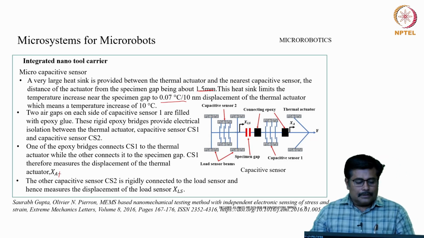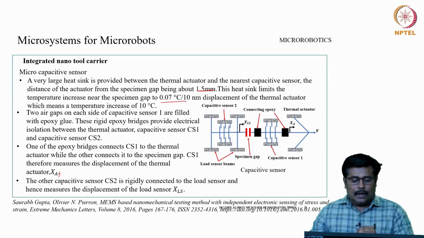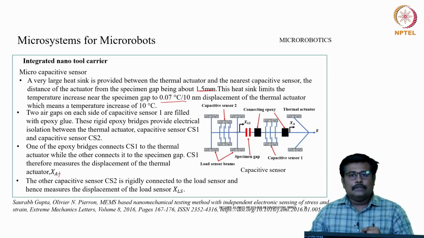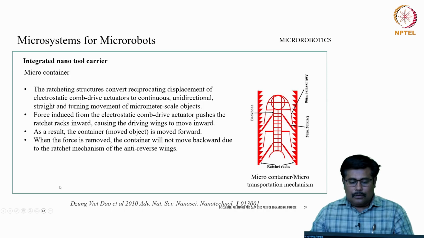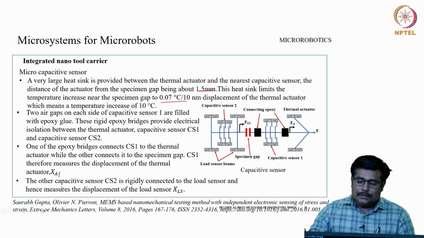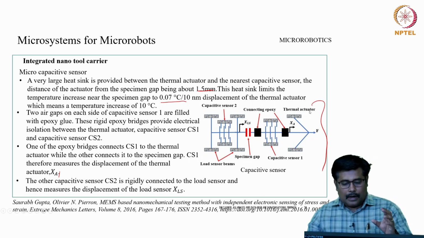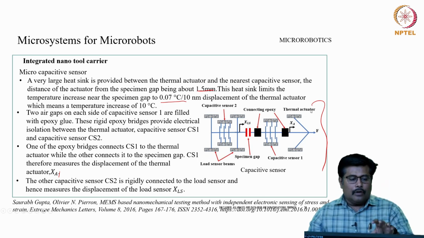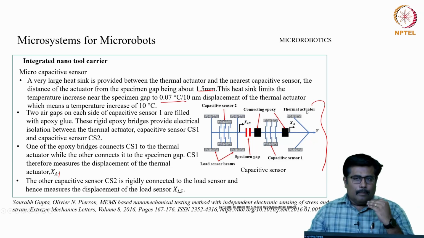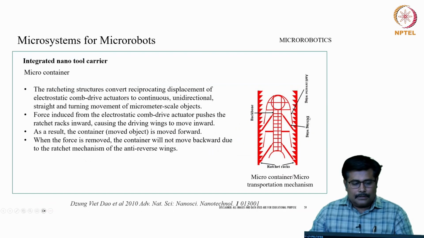The other capacitive sensor, CS2, is rigidly connected to the load sensor and hence measures the displacement of the load sensor, XLS. So, this is a configuration of a system which is mainly meant as a nano tool carrier with microcapacitance as a base.